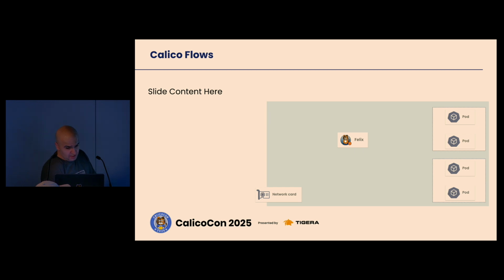So how does Whisker do this? To generate flows, there's Felix, the brain of Calico. Basically, it sees everything in your cluster nodes. Each node runs an instance of Felix in the Calico node pod. And when you run Whisker, it tells Felix to tell me what is going on in my cluster.